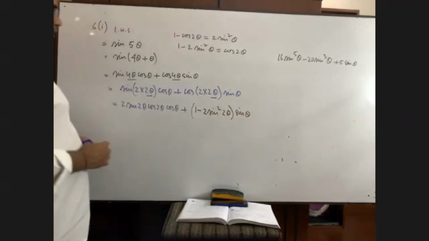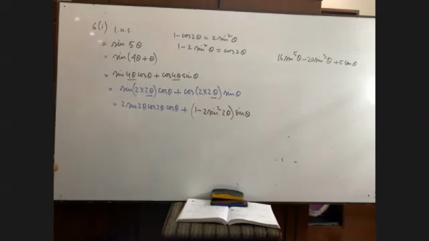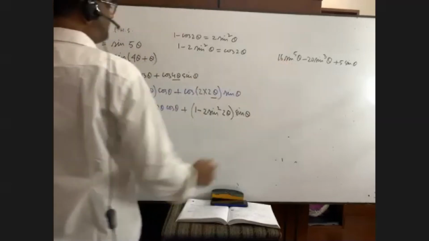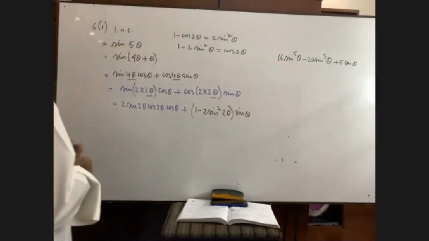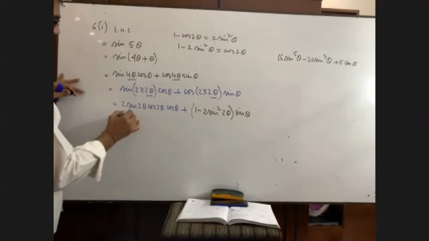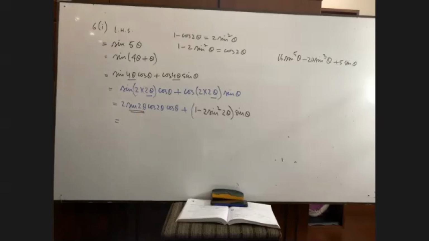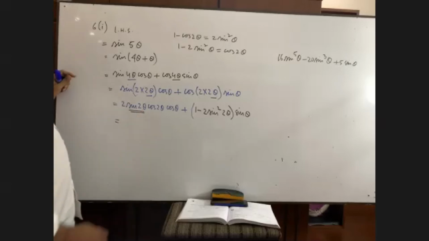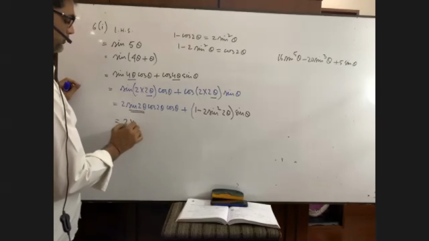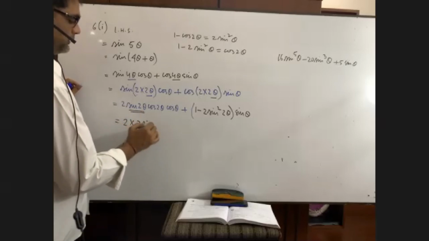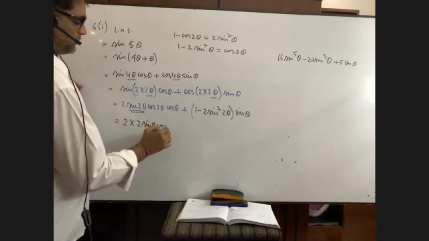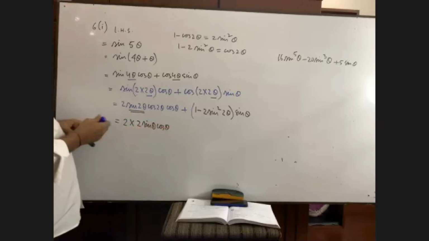Our main target will be to convert all into sine. Keep it in mind, we will convert all into sine. No cosine will be there because on the right hand side there is no cosine. Now you see, this can again be put into a formula. What is the formula? 2 into 2 sine theta cos theta. I have just put it into the formula.